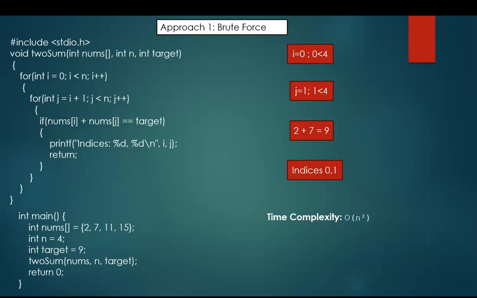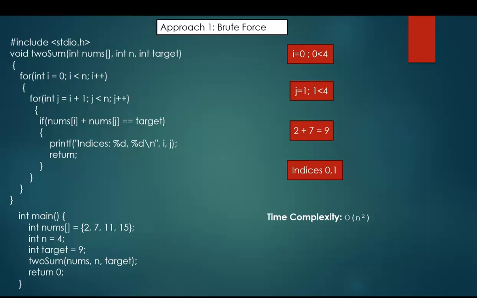We have already seen the time complexity calculations. I appreciate and request everyone to look into my previous presentations. The time complexity is order of n squared. So this may not be efficient for larger inputs. If my n is large, this brute force approach, whose time complexity is order of n squared, might not be efficient always. So I have another solution which I call approach 2, and approach 2 will use hashing.